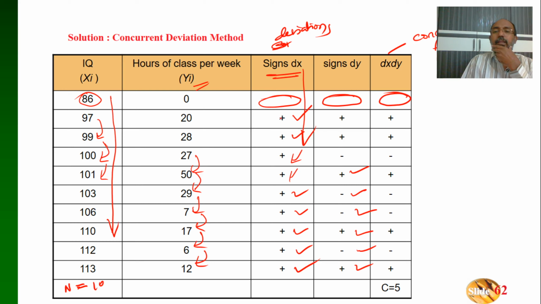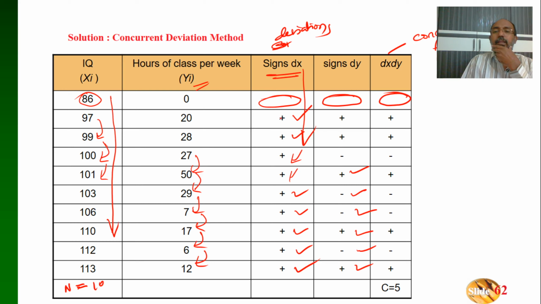The positive values are 1, 2, 3, 4 and 5. So summating the positive values, you get C is equal to 5. Five values are positive. Then we interpret the values we got in the formula.